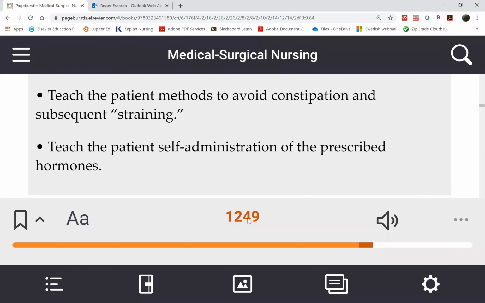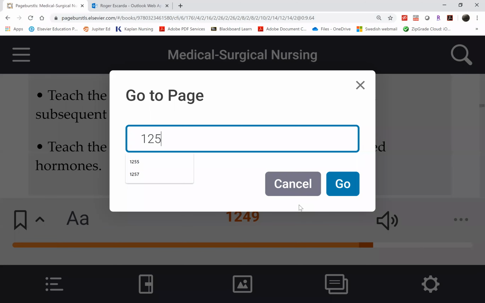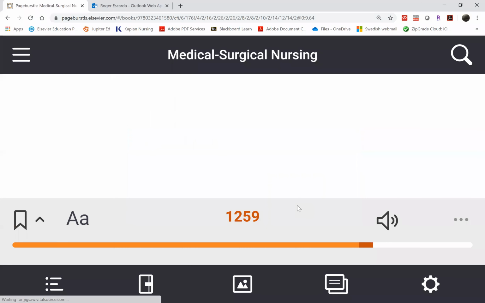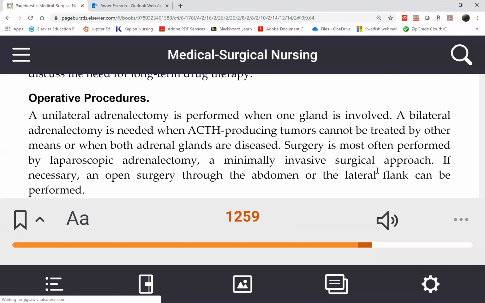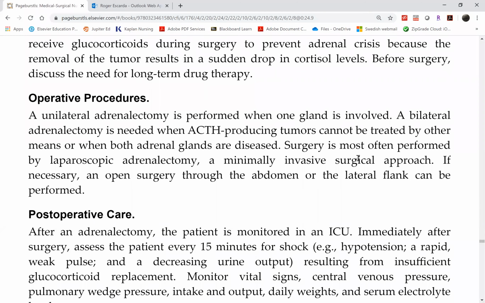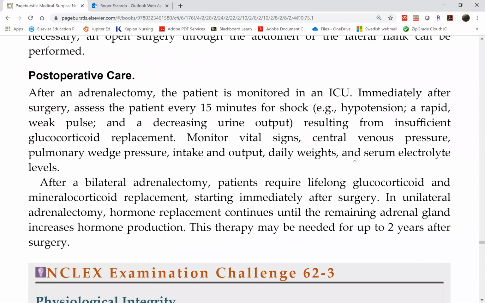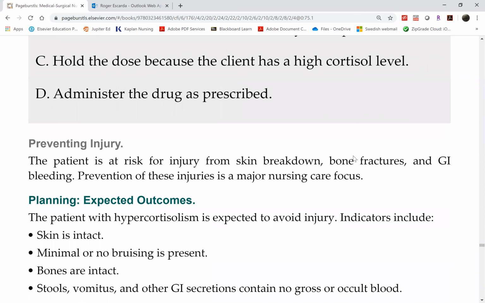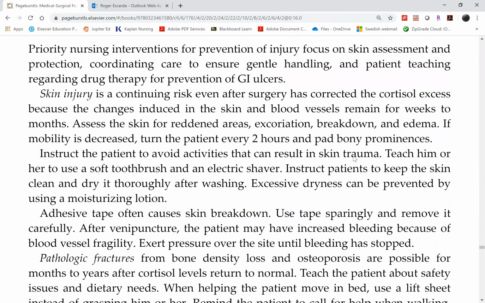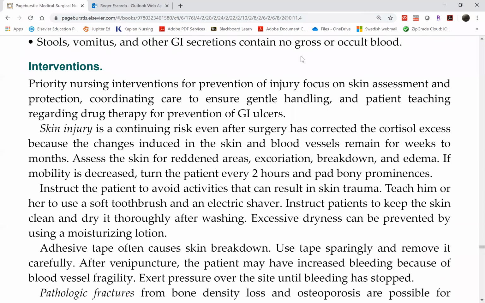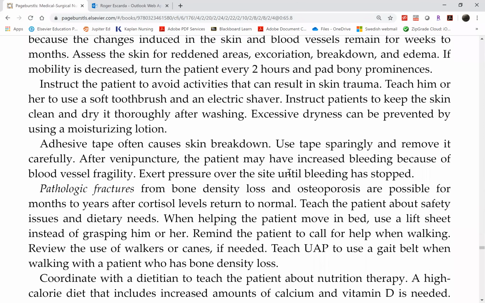Questions about post-op care? Okay, let's go back to 1259. So we did adrenalectomy and hypophyseectomy. So this is the part wherein it becomes redundant. This sounds familiar, right? We already read this. I don't know why the author keeps repeating it, but it is redundant.